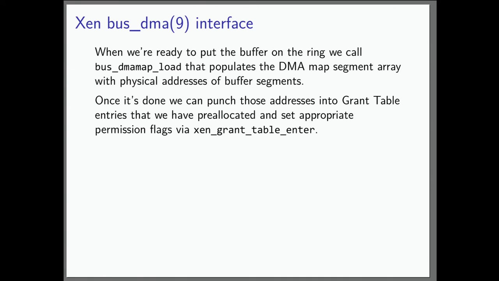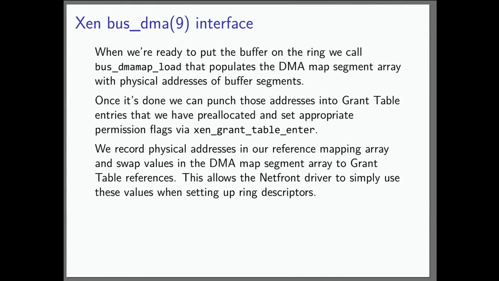We activate those entries so as to let the remote domain know that we have provided access to those pages to the remote domain, and then we can use the references that we had pre-allocated instead of the physical addresses and put them into the RX ring descriptor. So we basically cheat by using a standard BSD API, but make it operate with references instead of physical addresses.